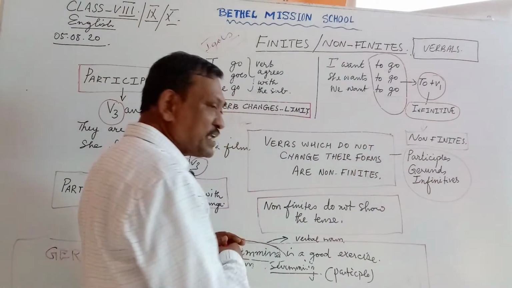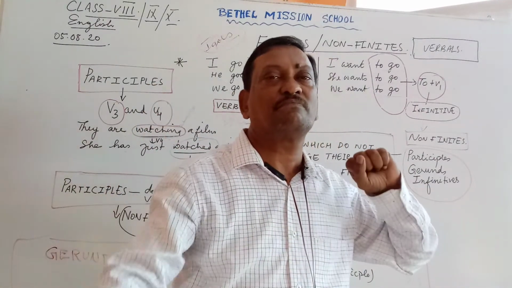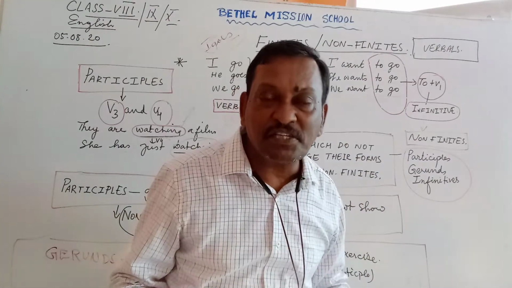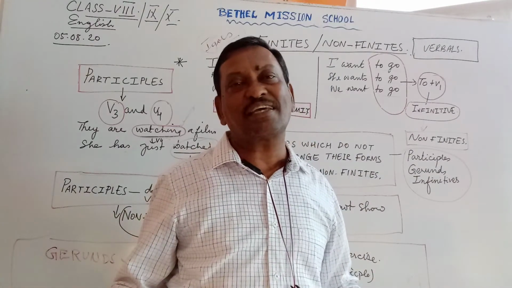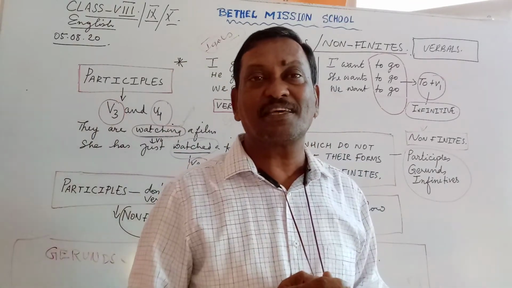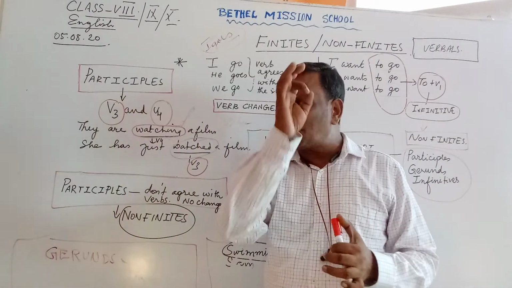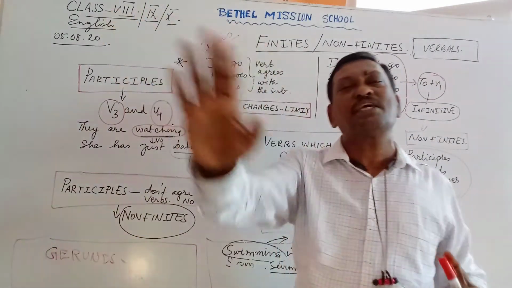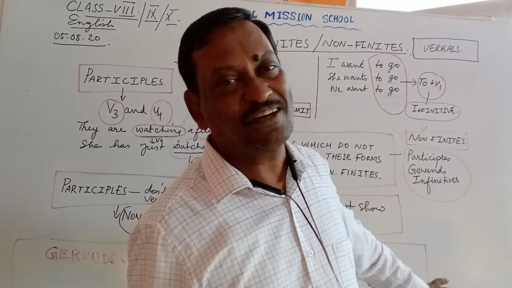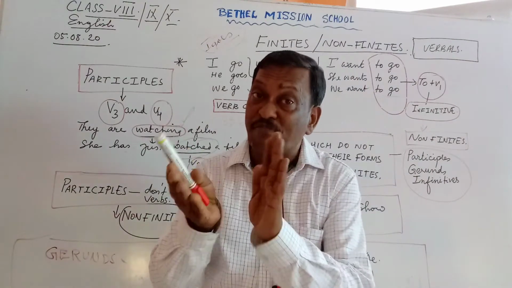I'll give you one more example. Cycling is a good exercise. What is a good exercise? Obviously, cycling is a good exercise. Cycling comes in the beginning of the sentence. ING with cycle is cycling. But cycling does the work of a verb as well as a noun. It is a verbal noun. Therefore, a gerund. Now, sometimes the gerund can come after a preposition.